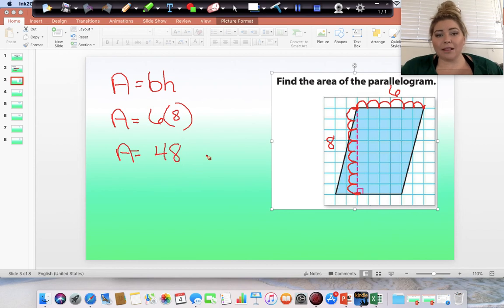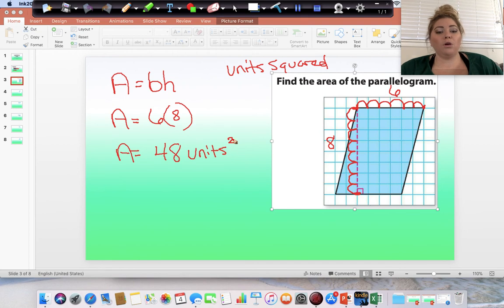Now, it doesn't tell us whether these are inches, centimeters, feet, okay? So if it doesn't tell you, you use units. Units squared, okay? You could also write out units squared. You would write units squared. So if you want to, you can write the word unit squared, or you can write the 2 representing the exponent for squared. Okay?